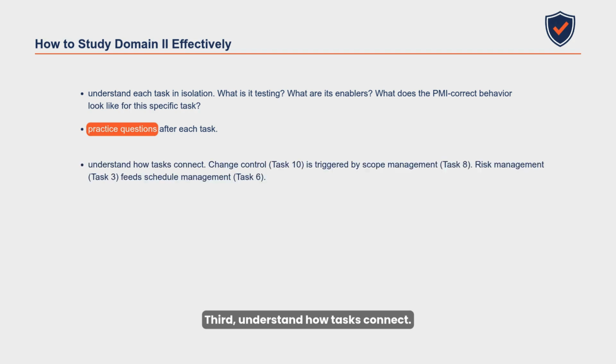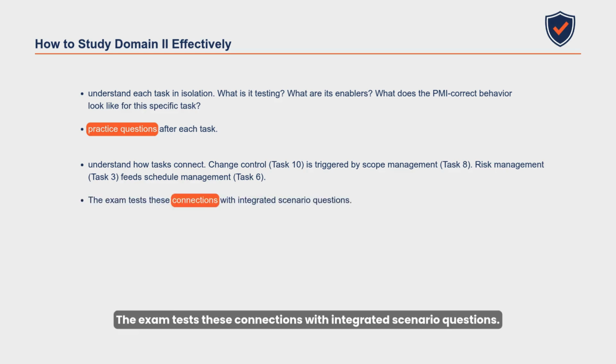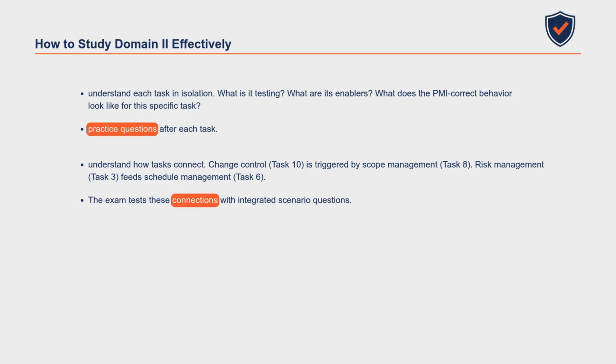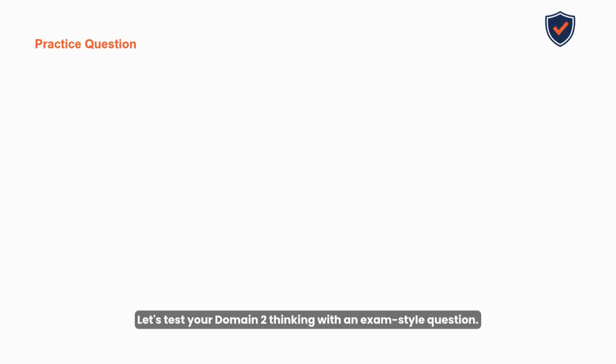Third, understand how tasks connect. Change control, Task 10, is triggered by scope management, Task 8. Risk management, Task 3, feeds schedule management, Task 6. The exam tests these connections with integrated scenario questions. Let's test your Domain 2 thinking with an exam-style question.